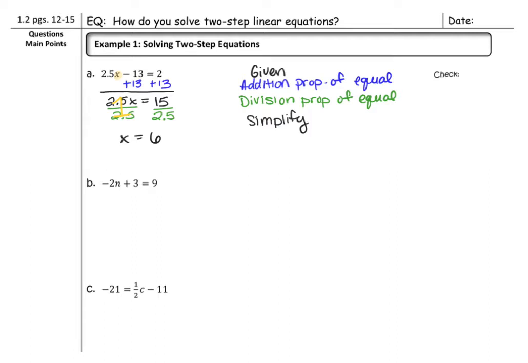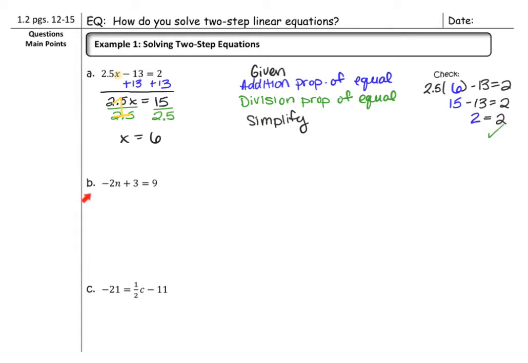Let's go ahead and check the answer. Underneath the check, we're going to substitute our answer of 6 into the original equation, and then see if the left side of the equation matches the right side of the equation. So 2.5 times 6, that is 15, and then 15 minus 13 is 2, and I get 2 is equal to 2. So I know that my answer of x equals 6 is correct.